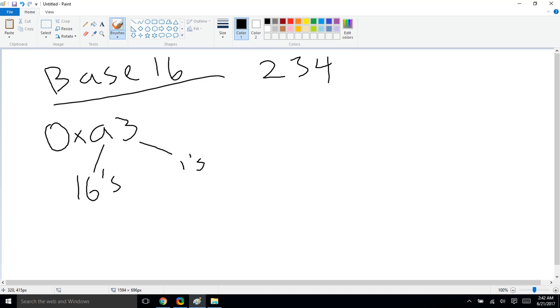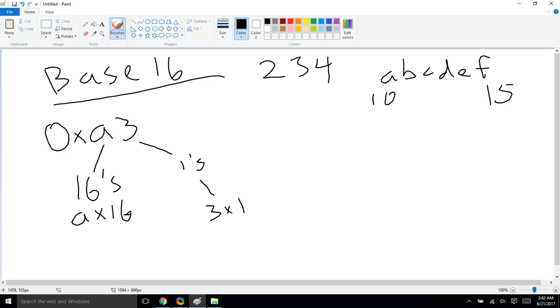So if we write this out, we have 3 times 1, and then A times 16. But what is A equal to? I had A, B, C, D, E, F going from 10 up to 15. So this A here is really something with the value 10. So A3 would be 10 times 16 plus 3, which is 163.